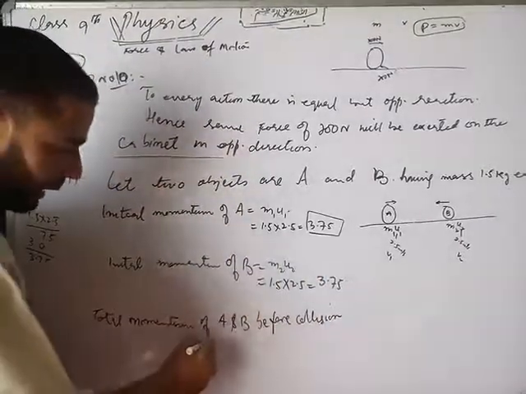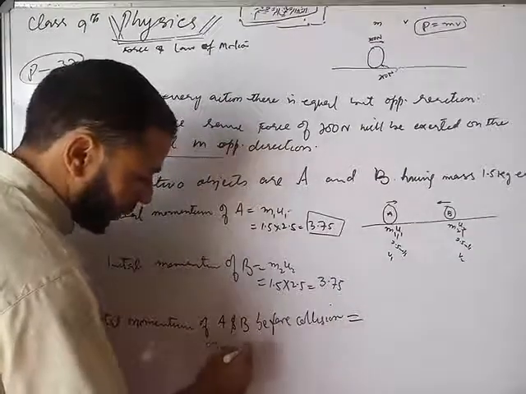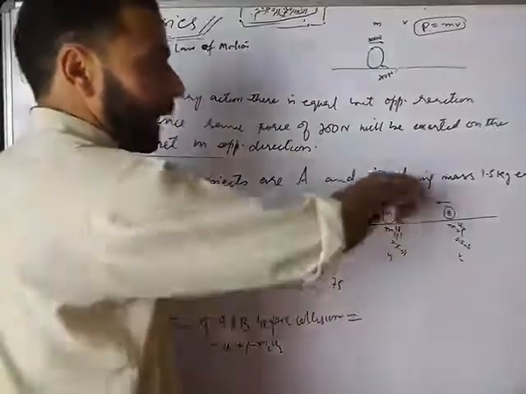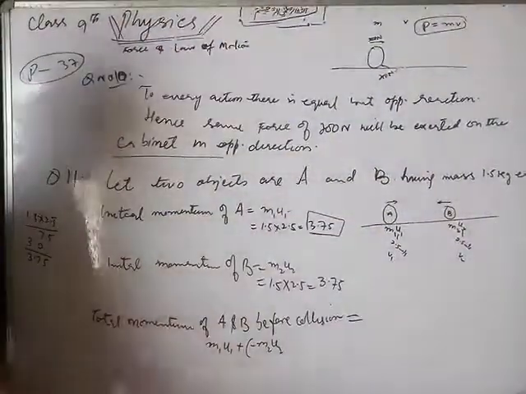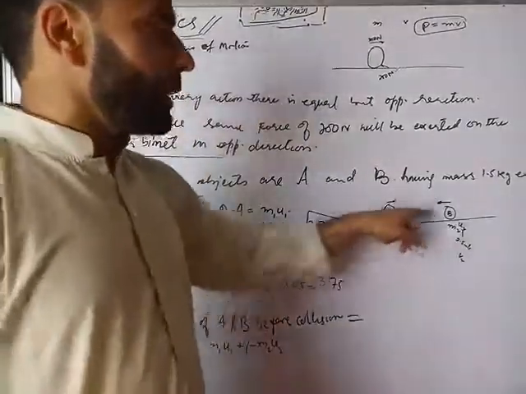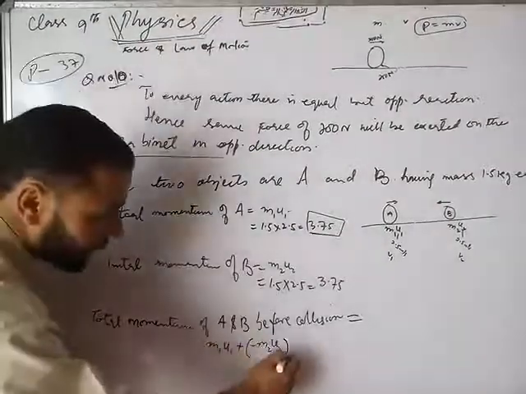is equal to m1 u1 plus minus m2 u2. Why? Because they are moving in the opposite directions. Momentum बराबर है, but their momentum is acting in the opposite direction. m1 u1 in the right direction, m2 u2 in the opposite left direction. Second has minus. ठीक.